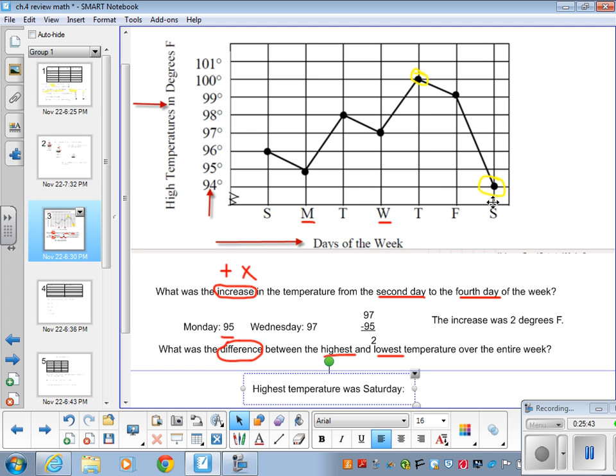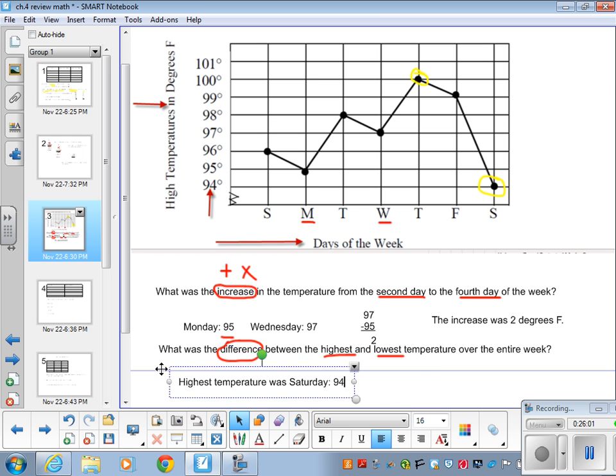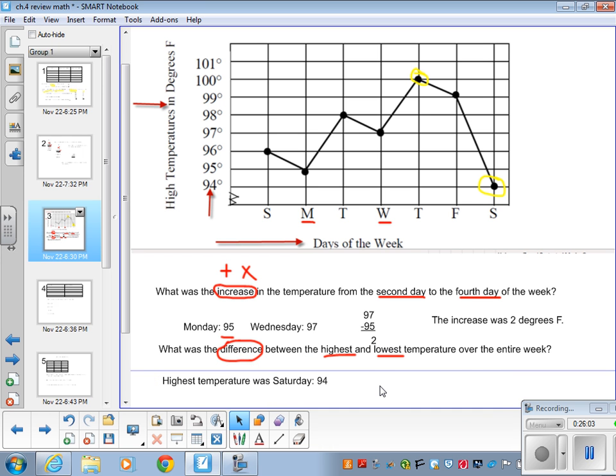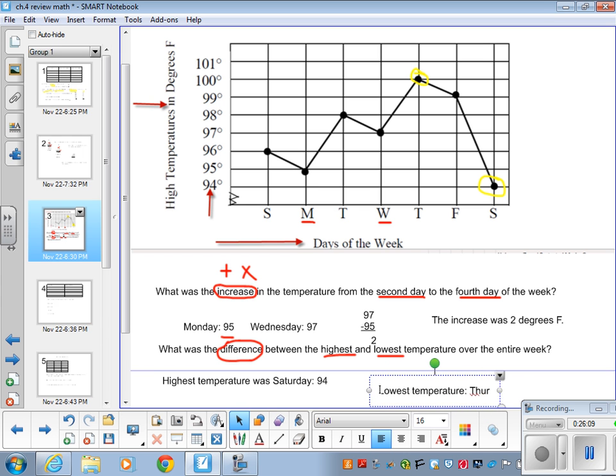So go to Saturday, go up to the dot, go all the way, keep my finger on this line. Don't wave up and down because you're going to get the wrong answer. Keep your finger on this line until you get over to the temperature. What was the temperature on Saturday? If you said 94, you're correct. Now I want to find the lowest temperature, which we found was on Thursday.